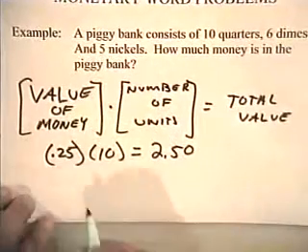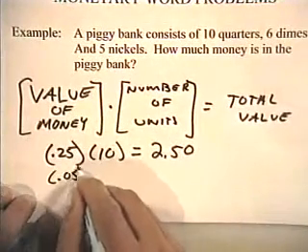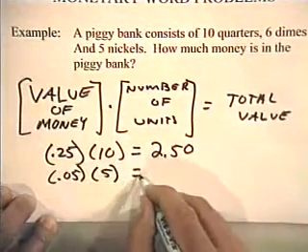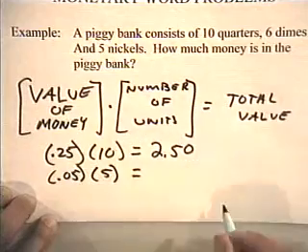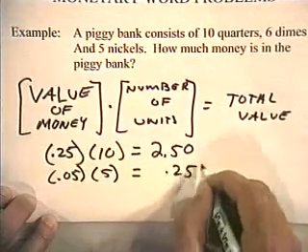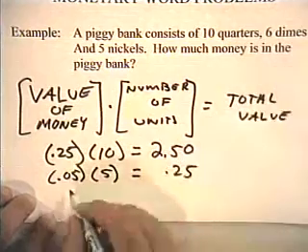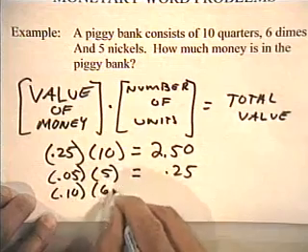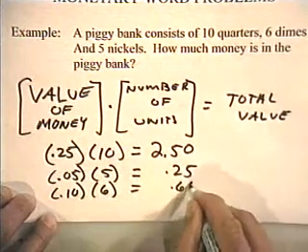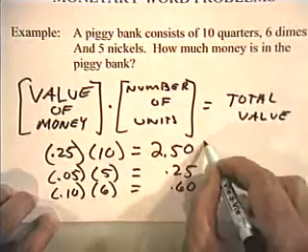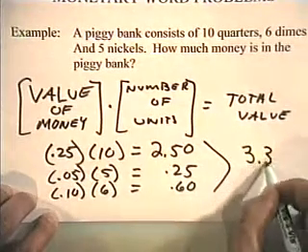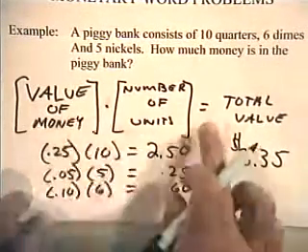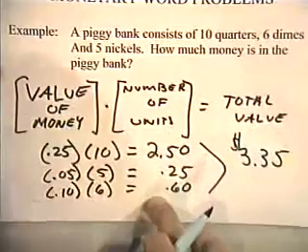There's 5 nickels. The value of a nickel is 0.05. There's 5 nickels, so we get 25 cents. There are also dimes. There are 6 dimes, and the value of a dime is 0.10. And we can just add all that together and get $3.35. Okay, so this is the formula that we're going to use throughout this lecture.